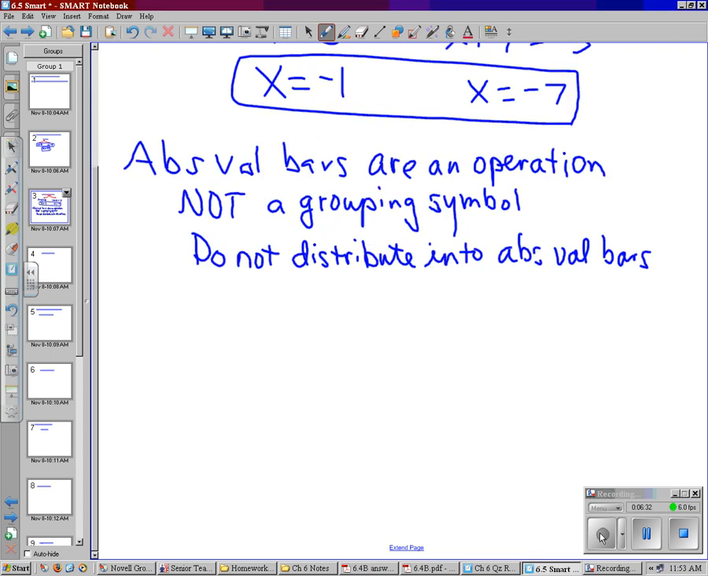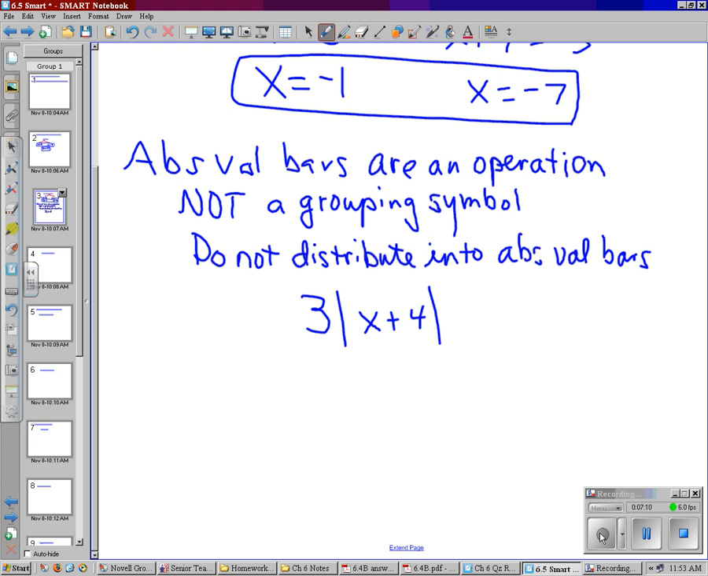If you see something like 3 times the absolute value of x plus 4, sometimes students think, oh, I'm going to distribute the 3 inside. No, you can't do that. You have to divide by 3 to get rid of it. You got to get the absolute value bars all by themselves first. That is something that I want to caution you on right away. Absolute value bars are an operation. They are not a grouping symbol. So you cannot distribute here. Any questions there so far?